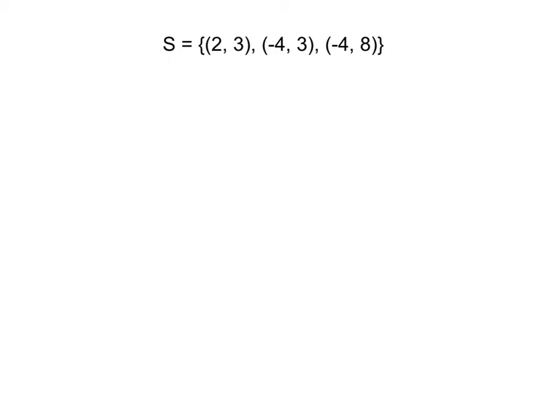So let's say that I've given you this function, the function with the (2, 3), (-4, 3), and (-4, 8), and I ask you to list domain and range. Well, let's start with domain. For domain, you put a capital D and an equal sign, and then you open it with a brace. Remember, a brace is how we represent multiple numbers. So since there's multiple numbers in the domain, we need to list it using a brace.